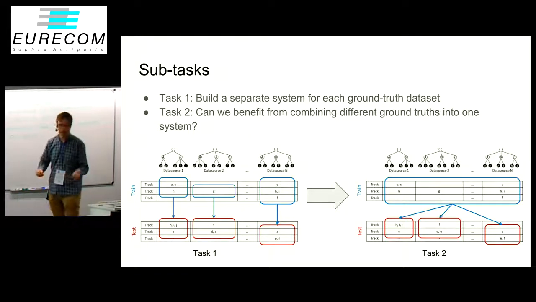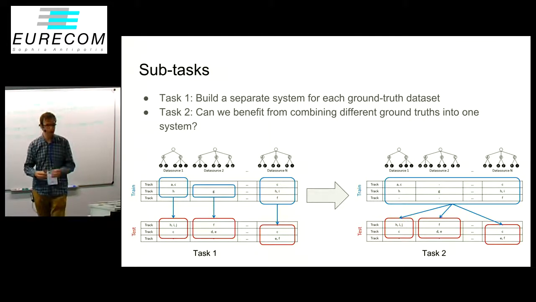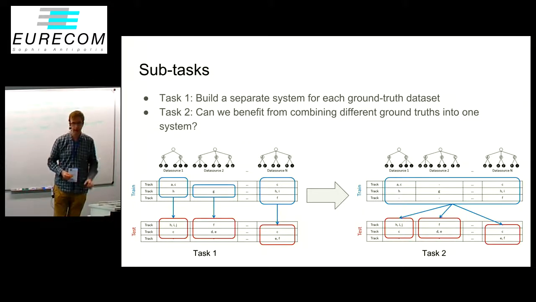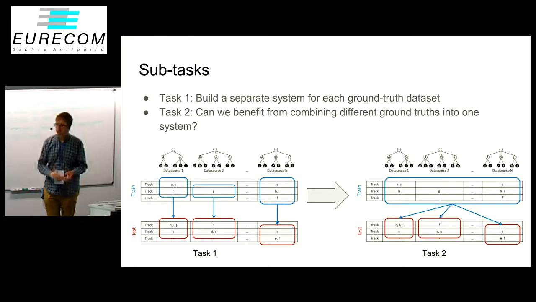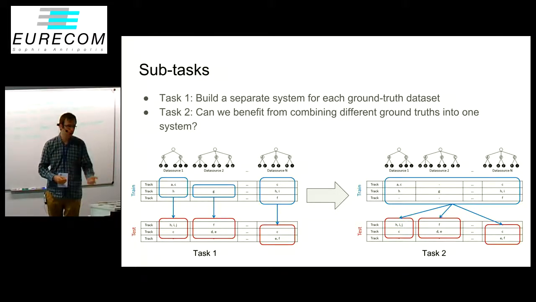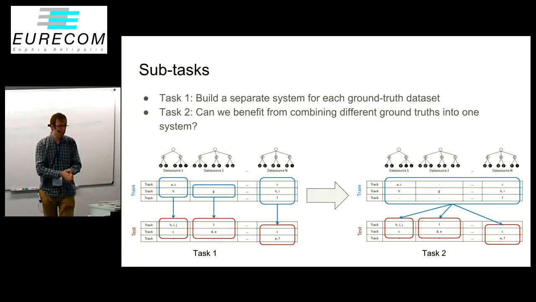So as I said, we collected ground truth from 4 different sources. And so we presented 2 subtasks in this challenge. The first subtask is to do training and classification within a single source. So take, for example, All Music: take ground truth from All Music and build a classifier that can classify tracks for which we have annotations in the test set from All Music.